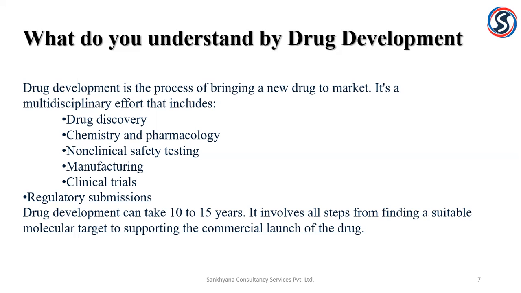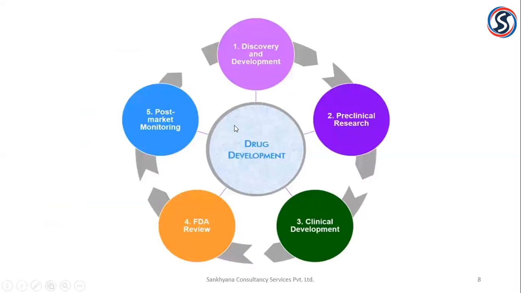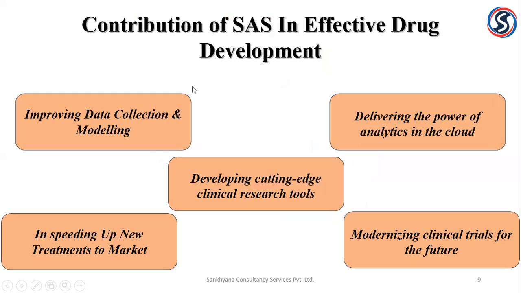Now, when I talk about the drug development process, the first step is discovery and development. When we are discovering and developing a drug, we go for preclinical research. After preclinical research, we go for clinical development. After clinical development, the FDA review is done. After the FDA review, we do post-market monitoring. So this is the complete drug development process.